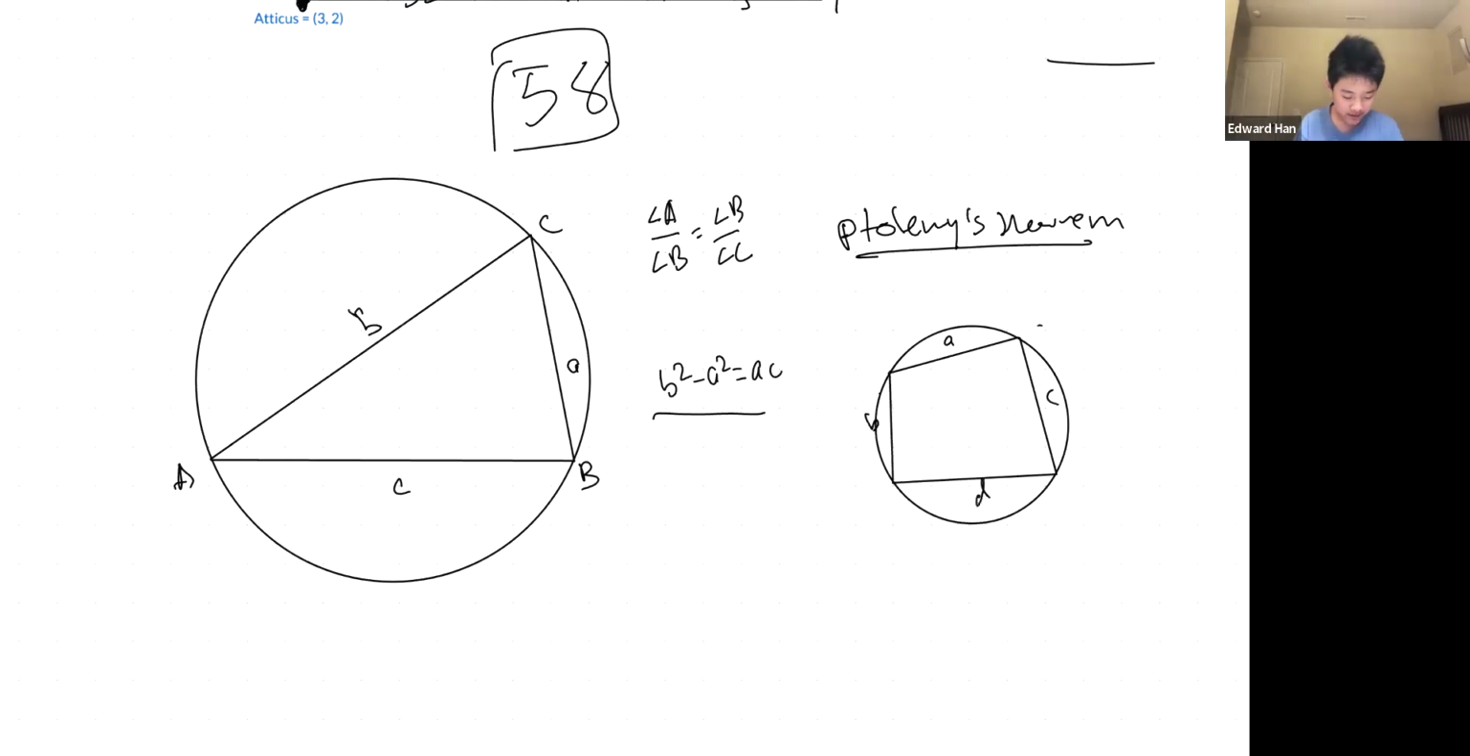Wait, no, mine are in the wrong order. The sides are A, B, C, and D, and the diagonals are E and F. Then AC plus BD equals EF. I mean, AC plus BD. And so this is where our AC, as you can see, is coming from. But right now we don't have a quadrilateral, so that's kind of problematic.